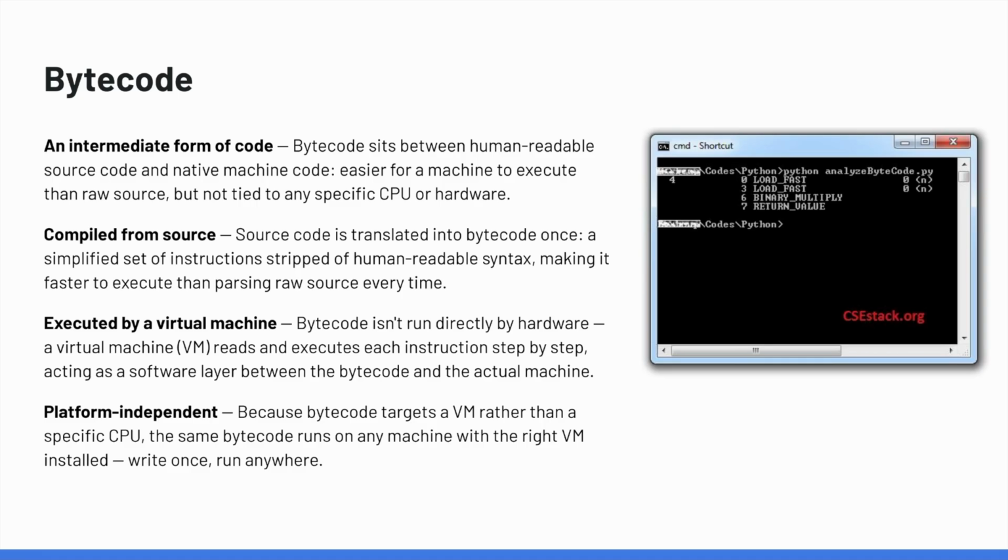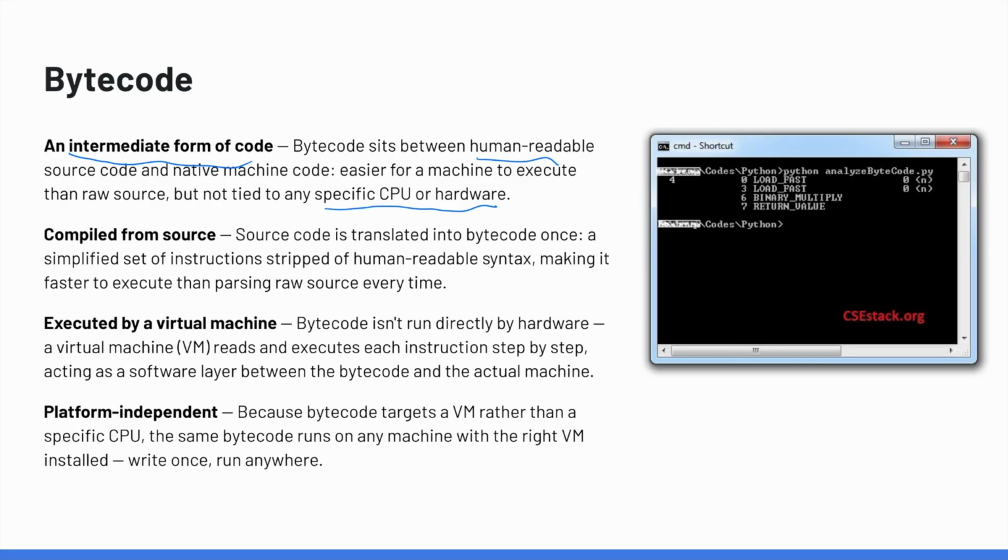Now, to delve more deeply into what bytecode is, as we said before, bytecode is an intermediate form of code. So it sits between human readable source code and native machine code, and it's easier for a machine to execute. One great thing about bytecode and interpreters in general is that interpreters are not tied to any specific CPU or hardware, and neither is bytecode, right? Because bytecode is ultimately going to be run by a virtual machine that's going to translate code that can be run on whatever CPU or operating system that we're running our program on.